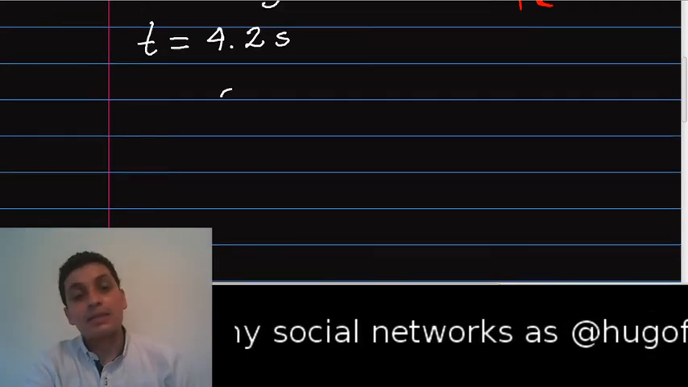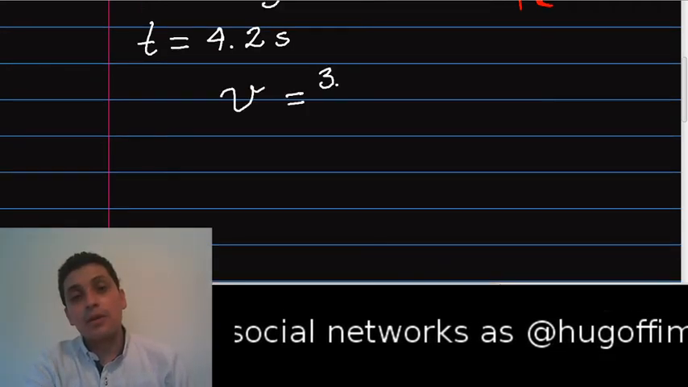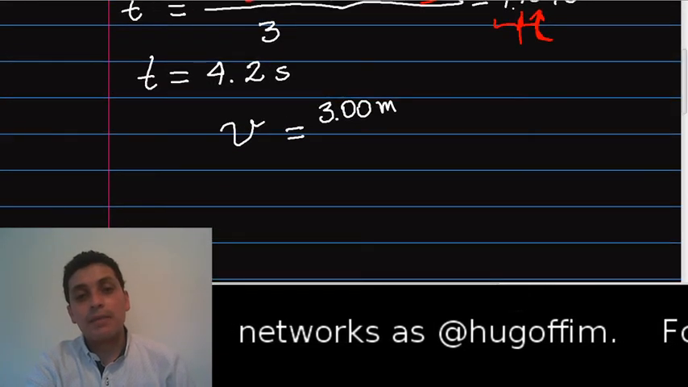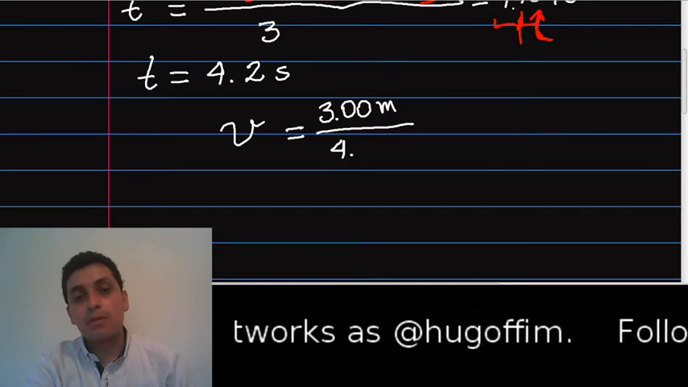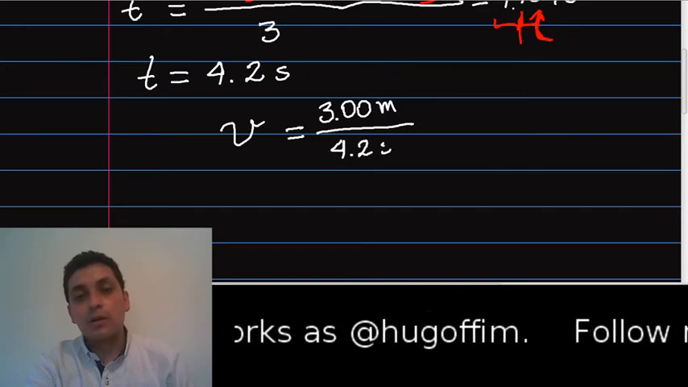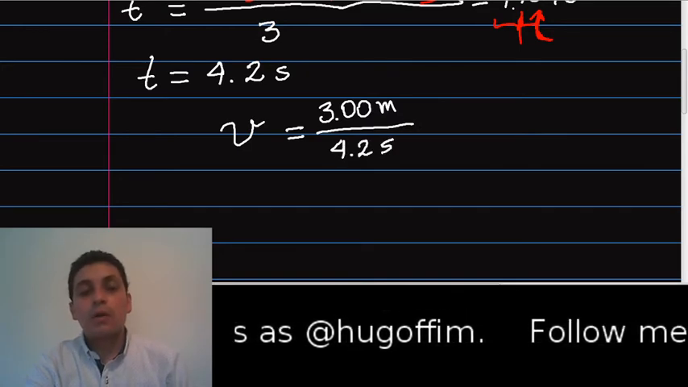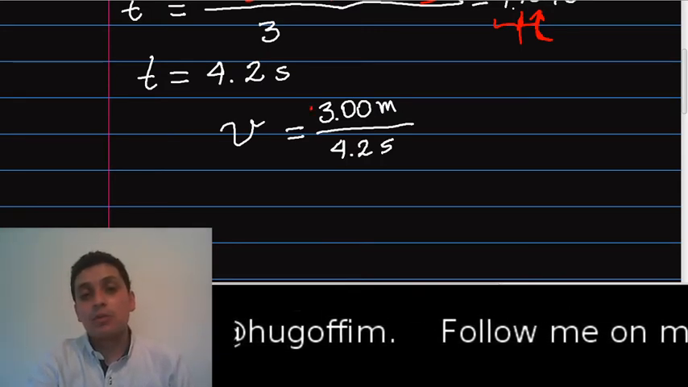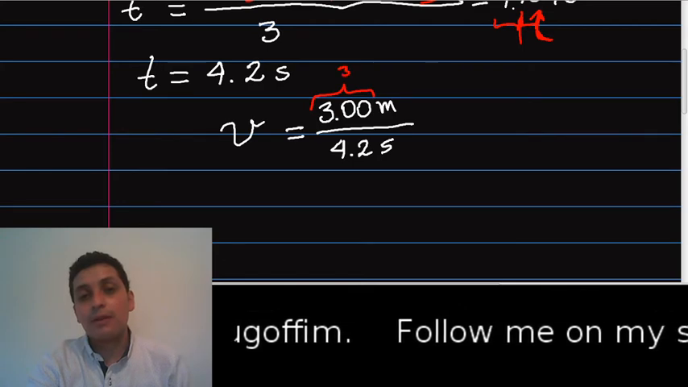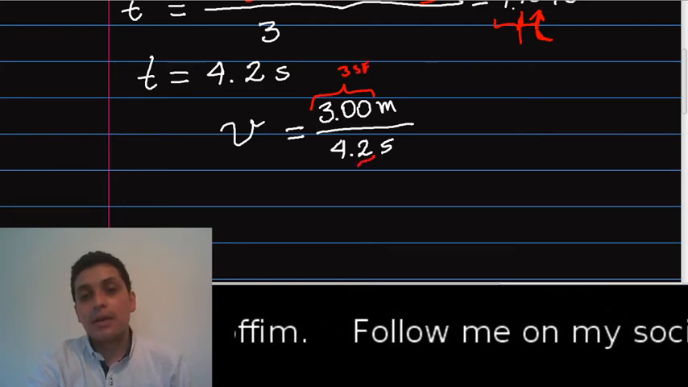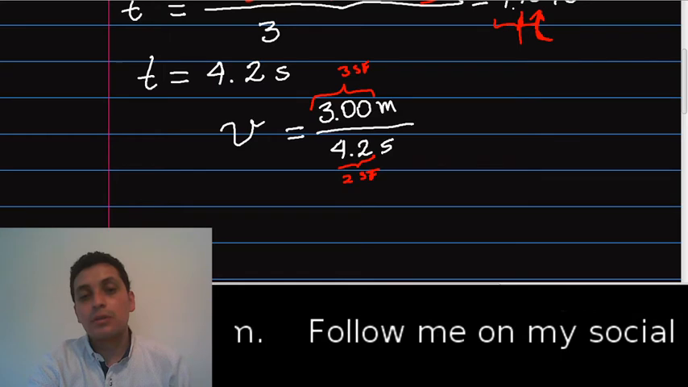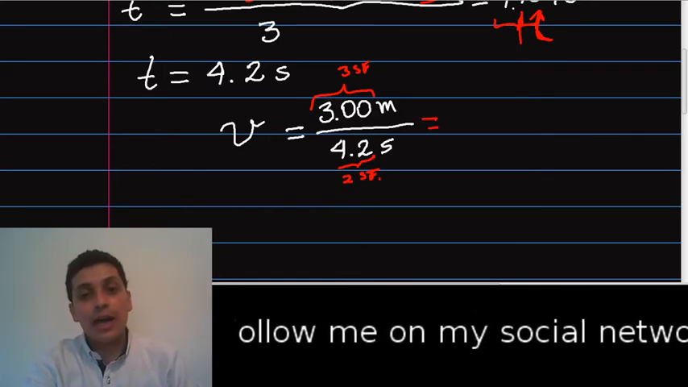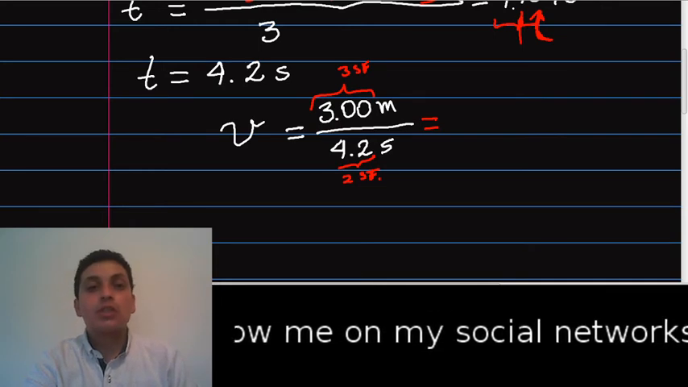Now velocity, speed, is going to be 3.00 meters, that is the distance we have here, divided by the time 4.2 seconds. Now we need to divide, but we need to count how many significant figures we have. In this case we have 3 significant figures, and here we have just 2 significant figures. So the answer should have just 2 significant figures.